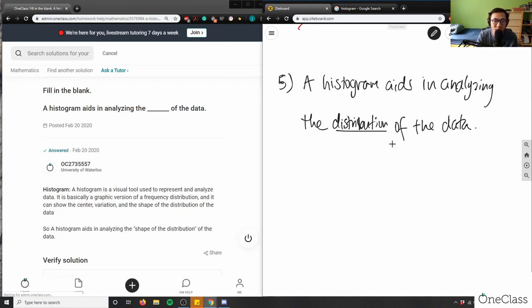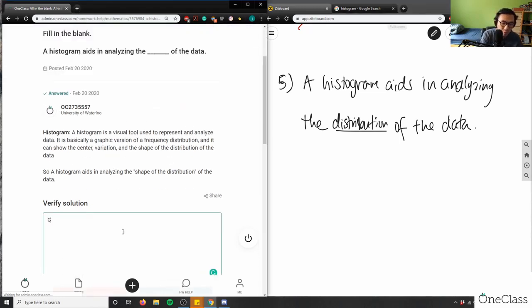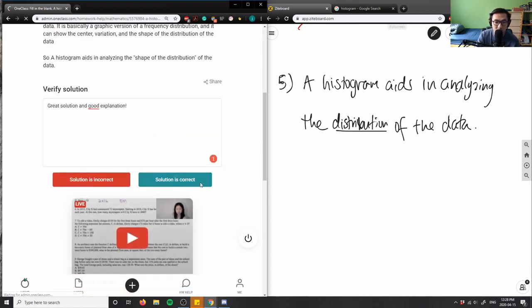Again, it's a very vague question because we don't know what this student's trying to ask here, but this here is a great answer in terms of what they're trying to look at. So great solution, and it's a good explanation. That's awesome. So that's that question over here. So the solution is correct.